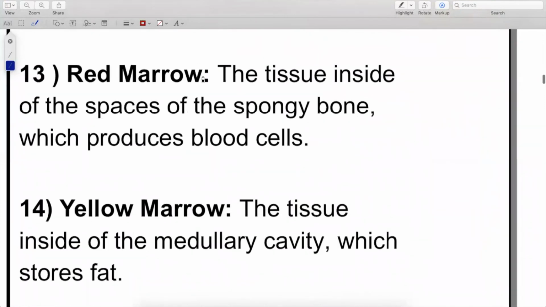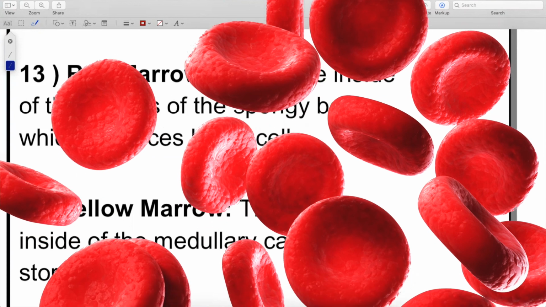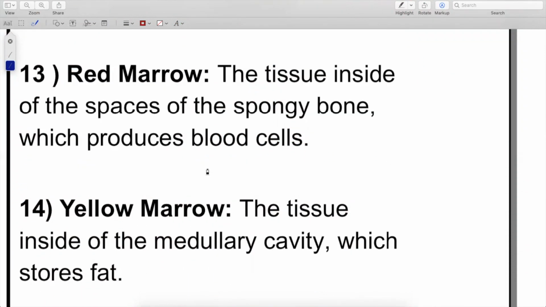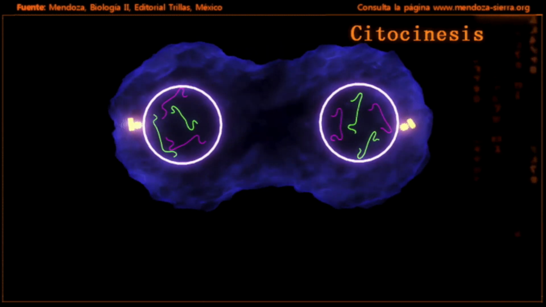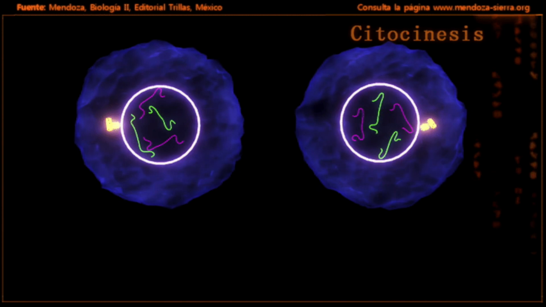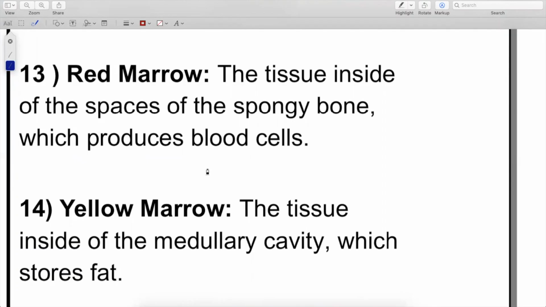So let's take a look at those two vocab words. Red marrow, the tissue inside the spaces of the spongy bone, which produces blood cells. So you guys, turns out your red blood cells do not have nuclei. And if you remember Bio 1, you need a nucleus to go through mitosis. That's what mitosis is all about. No nucleus, no reproduction. Your blood cells cannot make new blood cells. So we need your bone marrow to develop new blood cells.